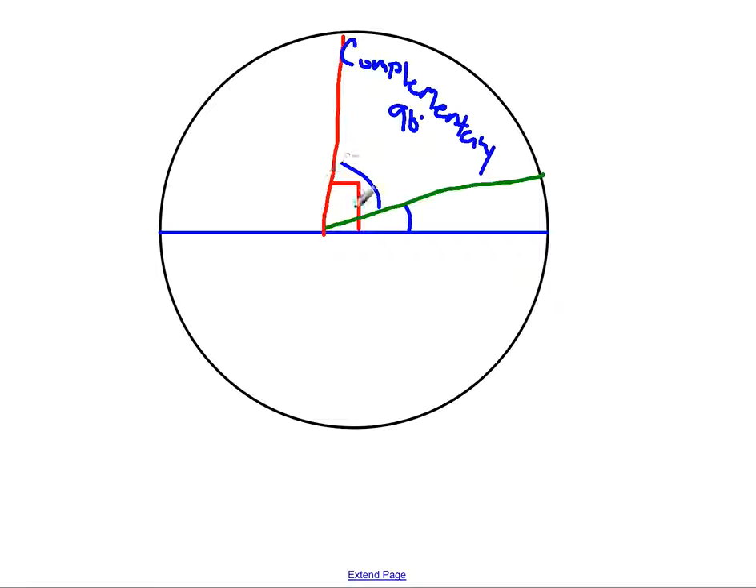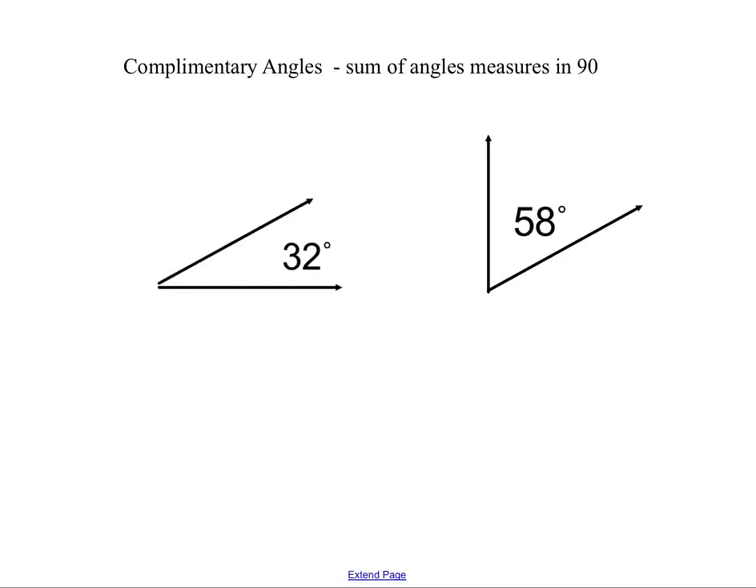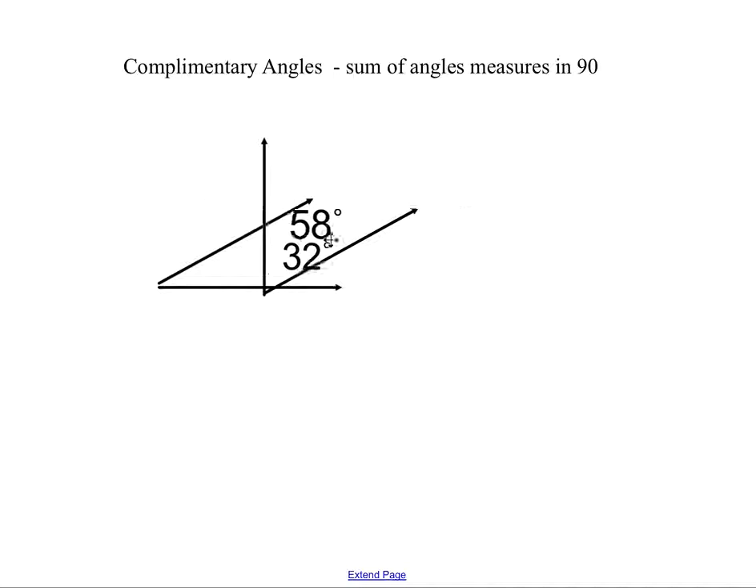Complementary angles, two angles, three angles that have to equal 90 degrees would be complementary. So a great example to show, if I take 32 plus 58, I get 90. When they share a vertex and a side, and they come together, they will make an exact 90-degree angle.